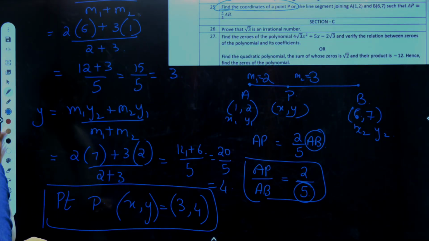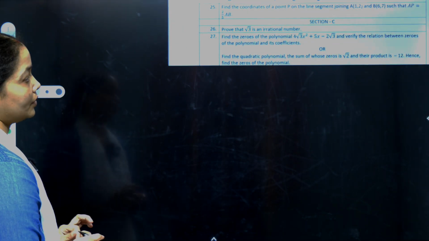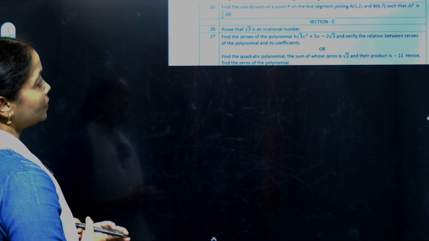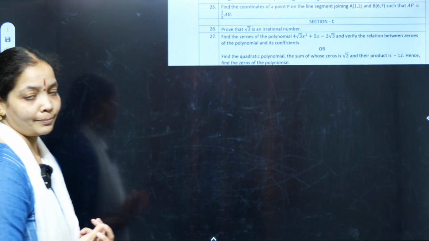Let's start section C with question number 26 without wasting any amount of time. The 26th question is asking us to prove root 3 is an irrational number.